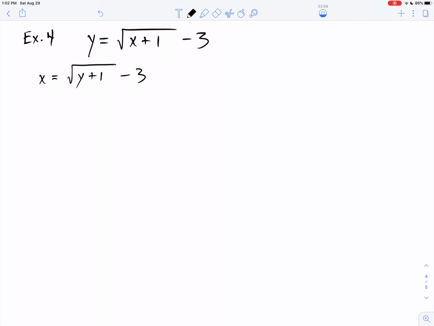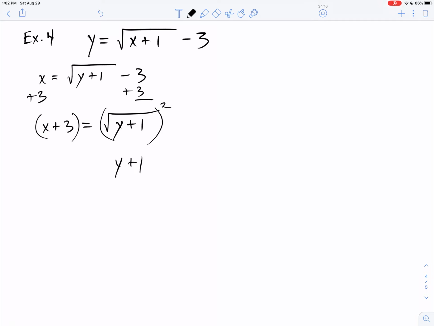And then I'm going to solve again for y. So I'm going to add 3 to both sides. And I'm going to say, hey, x plus 3, you are equal to the square root of y plus 1. I am going to square both sides, because if I square a square root, I get rid of it. That means I have to square this thing, so it is now a quantity squared. I'm going to take this 1 and get it over here, and I'm going to rewrite my answer in this form. y equals (x plus 3) squared minus 1.